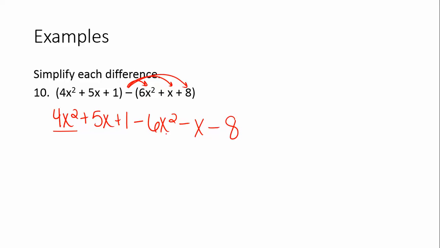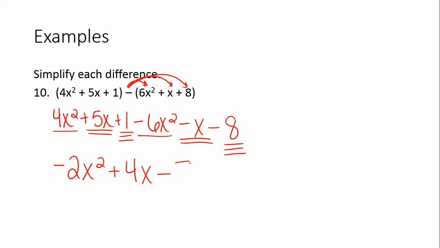So 4x squared minus 6x squared is -2x squared. 5x minus x is plus 4x. Positive 1 minus 8 is a -7, or subtract 7. Also notice in all of these answers, they're written in proper standard form because the exponents are decreasing from left to right. We have a polynomial with a monomial term here with a degree 2, degree 1, degree 0.